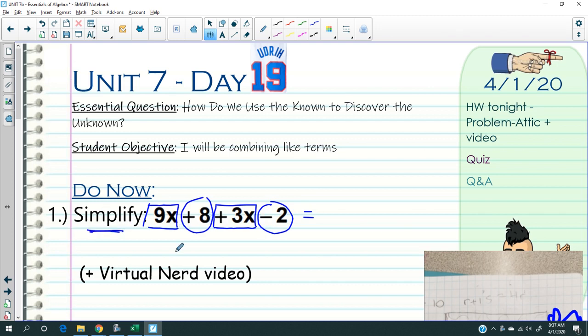Notice, again, the word simplify, right? We're making something shorter, right? So hence simplify. Yep, that's 12x. 8 minus 2, that's 6. And there you have it. Okay, all right.